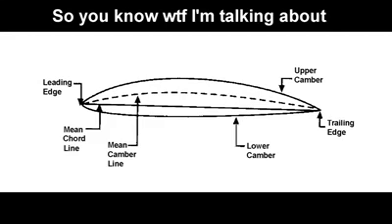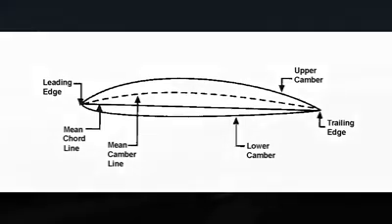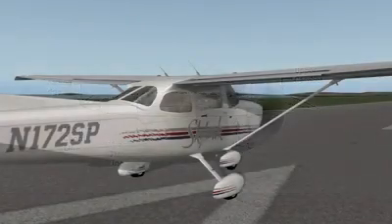So by increasing the mean camber line, as the air goes under the wing, it is pushed down by the flap, and every action has an equal and opposite reaction, so the wing, the aerofoil, is pushed up, giving you more lift, which is what you want from it.